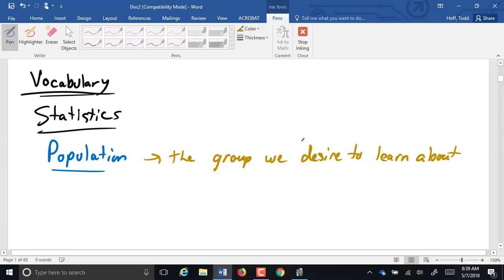Okay. Now, population, it could be people, it could be a group of people, it could be a group of parts, it could be in medical testing, it could be different medical treatments or medications. It can be a group of anything that we want to learn about. Often it is difficult to define the population.